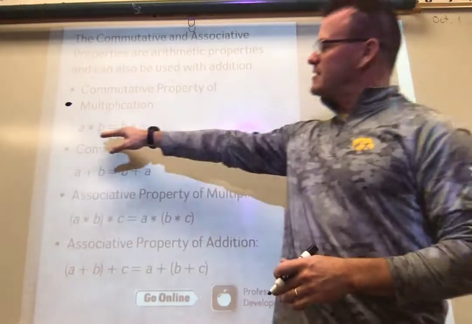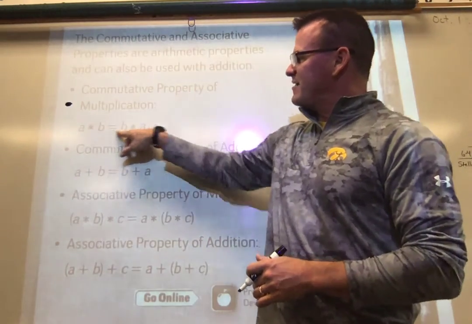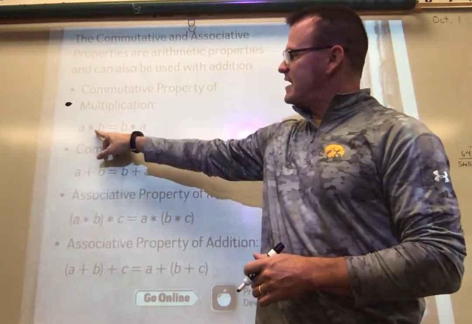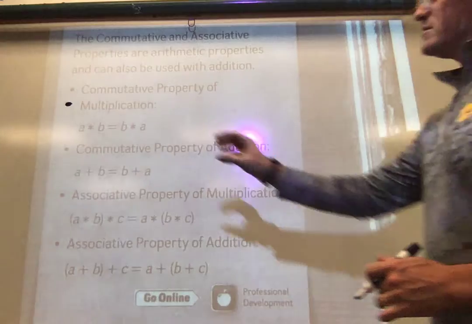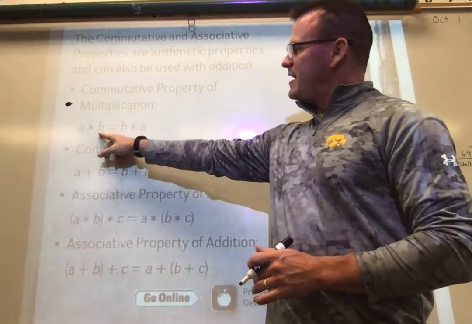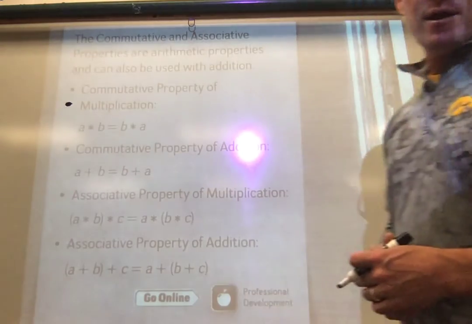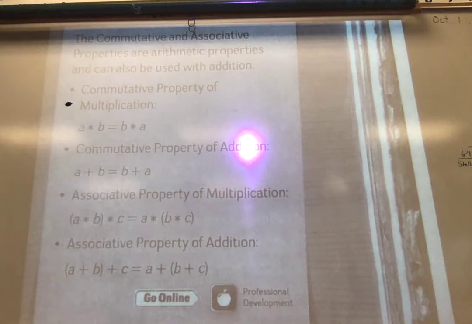And if you look here at the example they give us, again, we've got a little algebra in here. They're saying A times B equals B times A. All they did was flip those around. And again, A and B could be any numbers we want to call them. When we deal with algebra, we'll talk about that a little bit more.